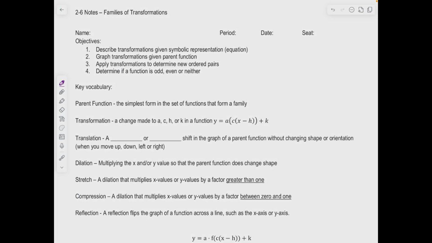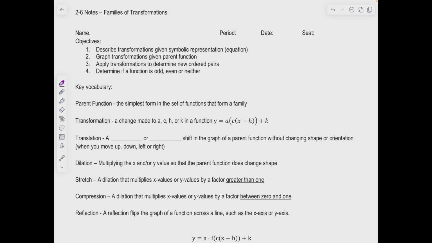Today's section is 2.6 Families of Transformations. Our objectives: describe transformations given the symbolic representation or the equation, graph the transformations given a parent function, apply transformations to determine new ordered pairs, and we're not going to do number 4, but number 4 would have been determine if a function is odd, even, or neither.